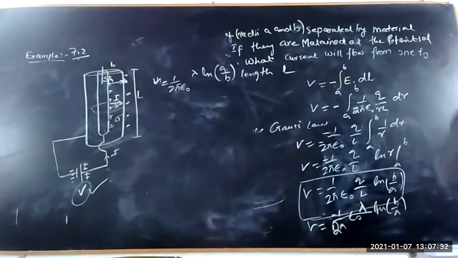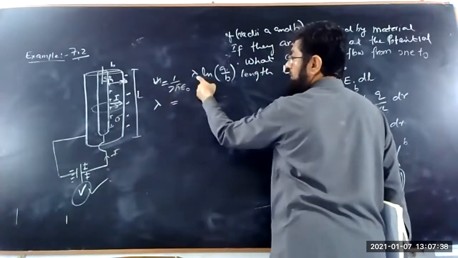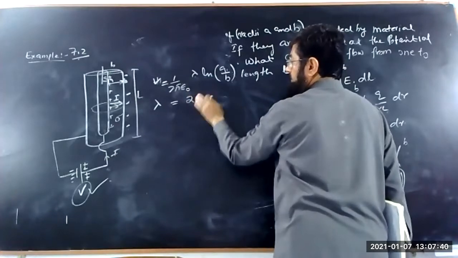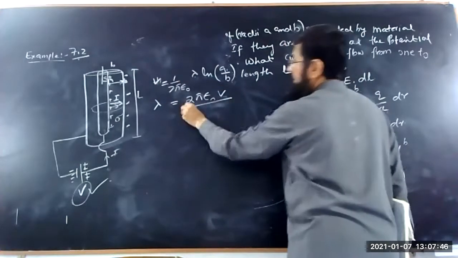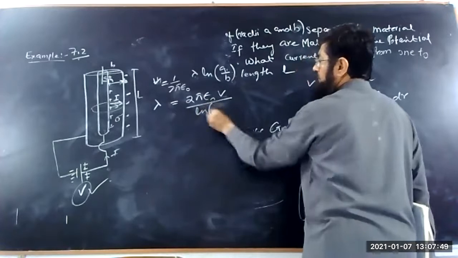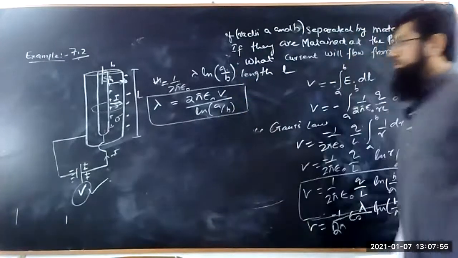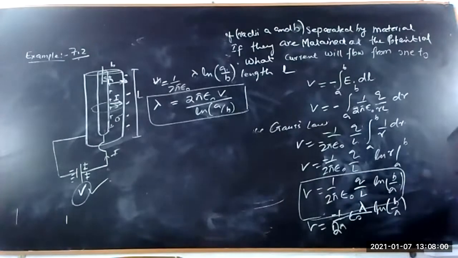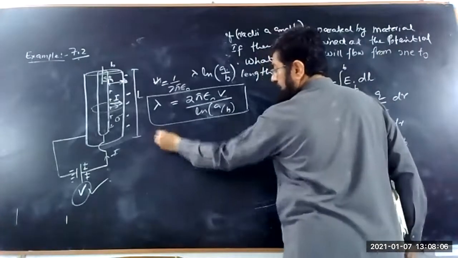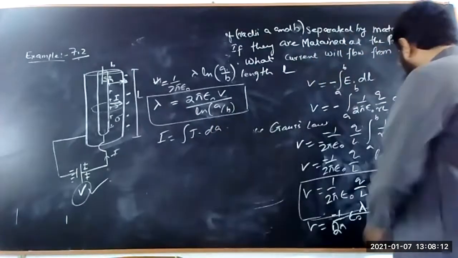So from this potential, we can find out the lambda. From this equation, lambda is equal to 2 pi epsilon naught into V upon log of A upon B. This is the charge density. And you know that the current is defined as a charge per unit time. The current I is equal to J into dA, the current density per unit area.